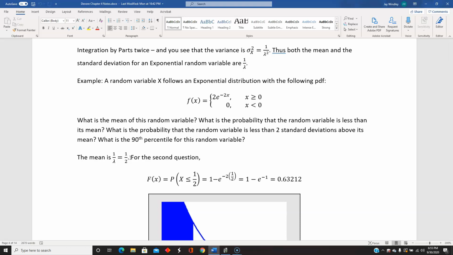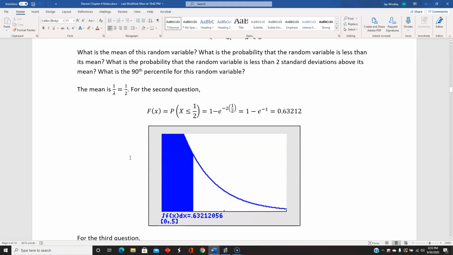For the second question, what is the probability that the random variable is less than its mean? Well, that's going to be 1 minus e to the negative 1, or 0.63. You can do that totally algebraically, and notice I didn't do any integration here because I already know what the CDF is. So the CDF up to the mean, which is 1/2, plug it in, and there you go.